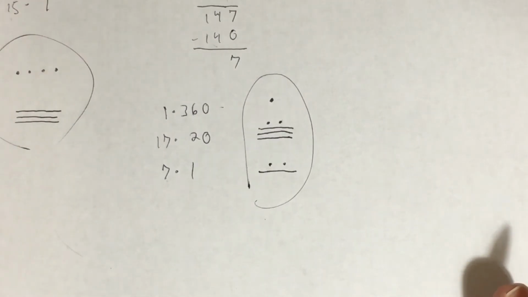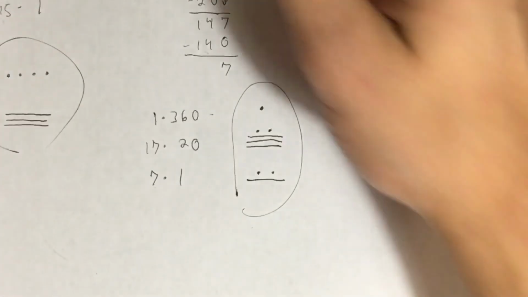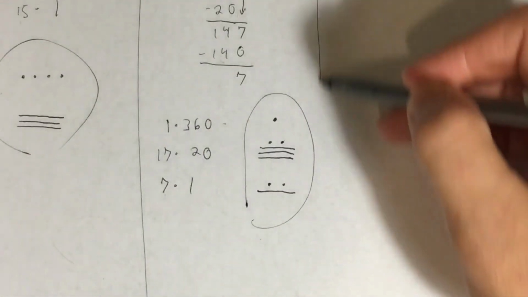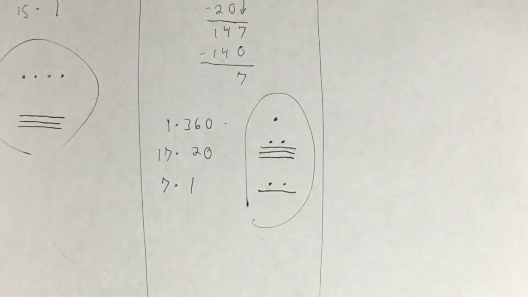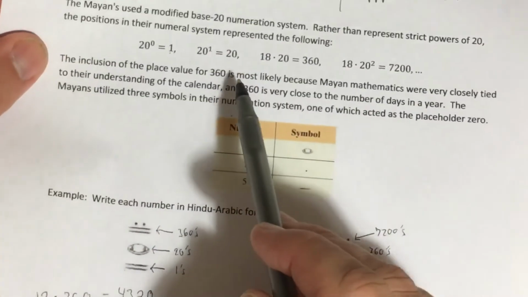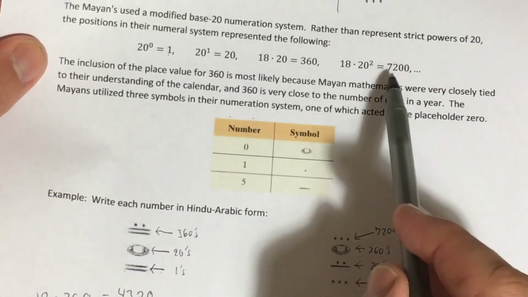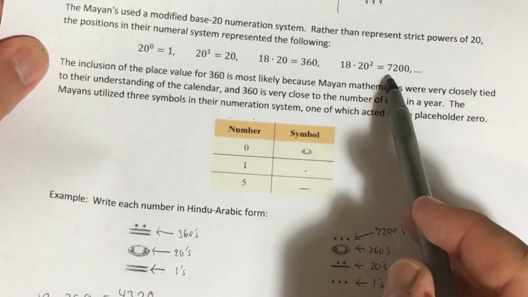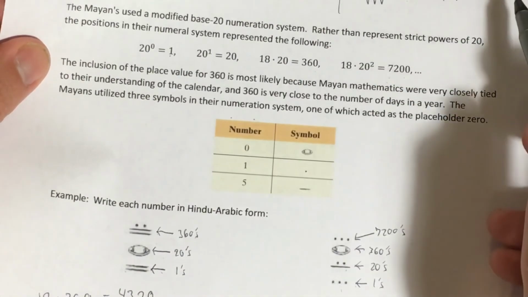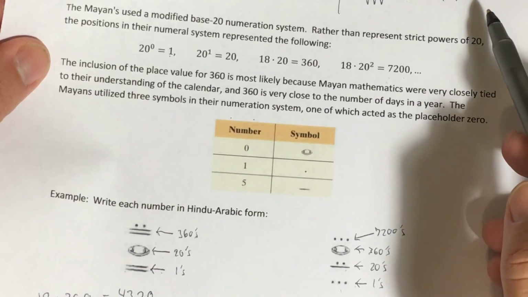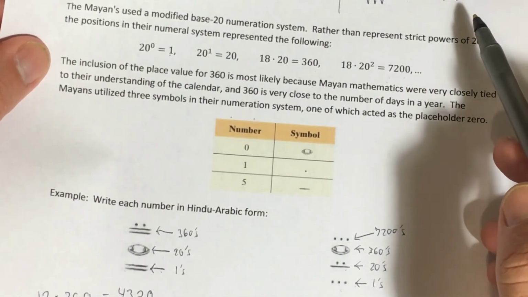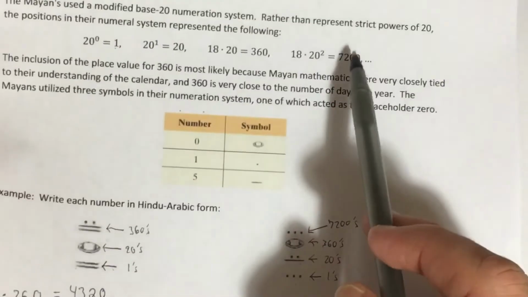Okay, I'd like to do this with one more example. So kind of like that. 32,316. Pretty big number. Remember what our place values are. 1, 20, 360, 7,200, and then we would multiply that by another 20 to get the next place value, which would be 144,000, which is too big. So the place value we want to use is 7,200 here.